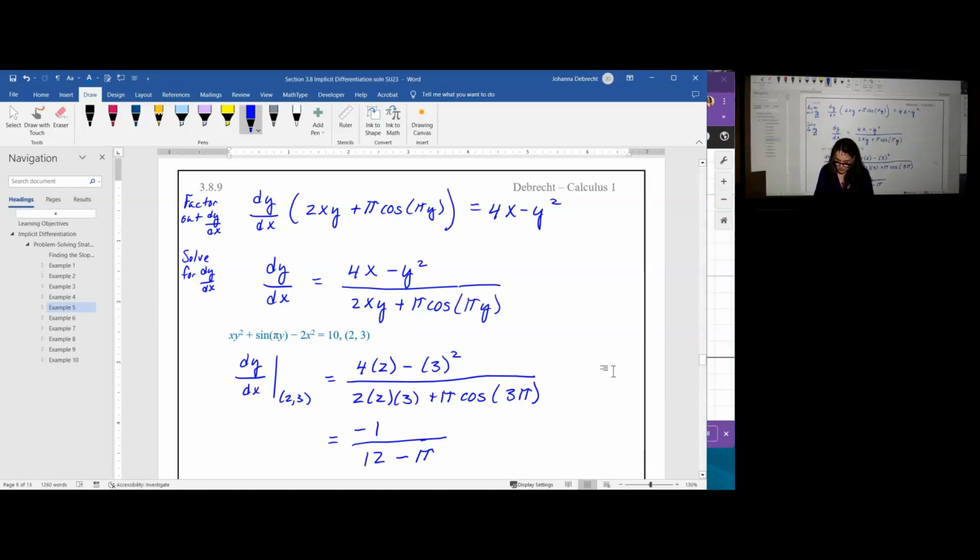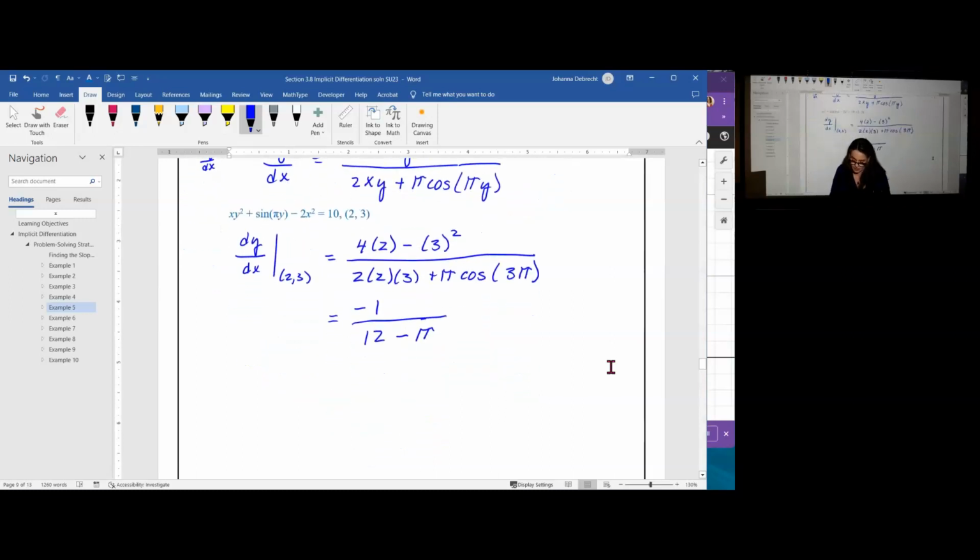If we want to write the equation of the tangent line, then we would write y minus 3, the y coordinate of the point, equals negative 1 over 12 minus pi, the slope of the tangent line, times the quantity x minus 2, the x coordinate of the point.